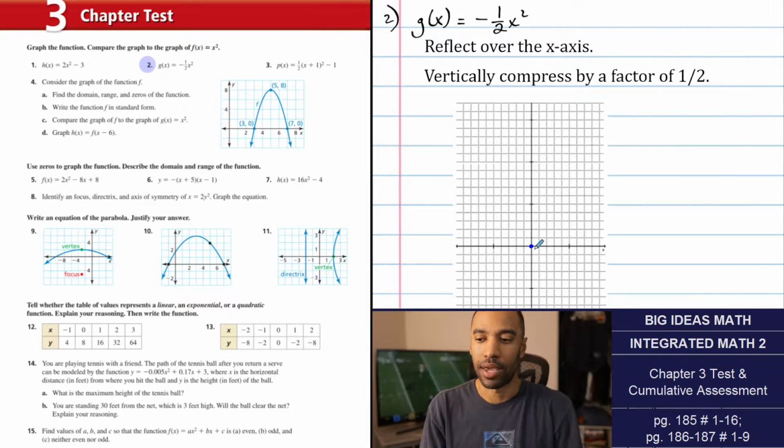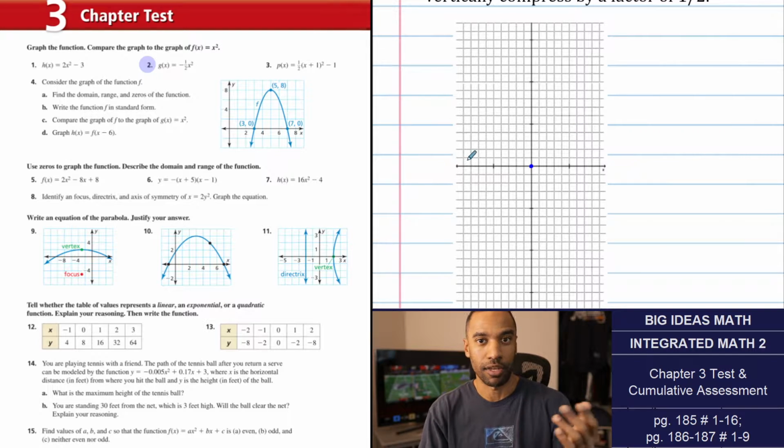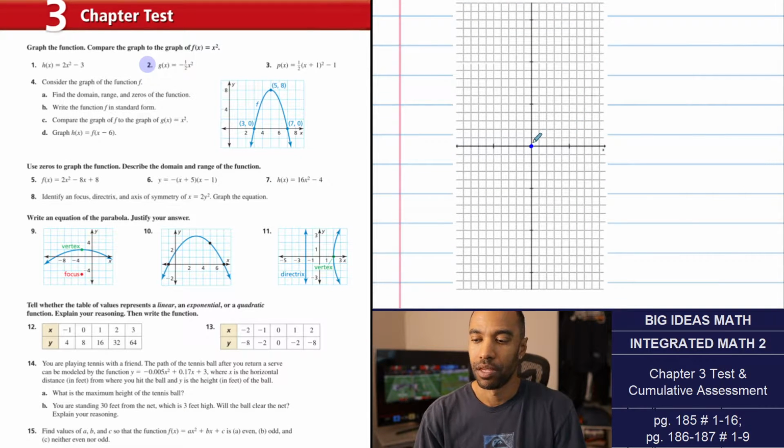Now, instead of going up, we'll be going down. And instead of going 1, 1 to 4, 3, 9, we'll be taking half of those values. And I'm going to fit as many as I can. So over 1, down half of 1, that's 1/2. Reflect that. Over 2, down half of 4, that's 2. Over 3, down half of 9, which is 4.5. Over 4, down half of 16, which is 8.